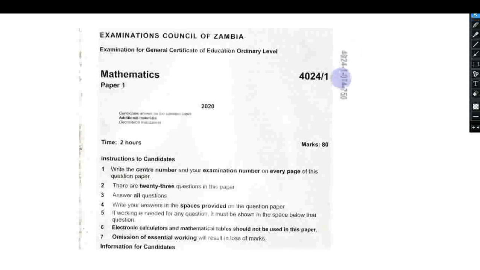Okay, so we jump into our tutorial. We'll start with question number 1, which says simplify 2a plus, in the brackets, b minus a, close bracket, minus 2b.